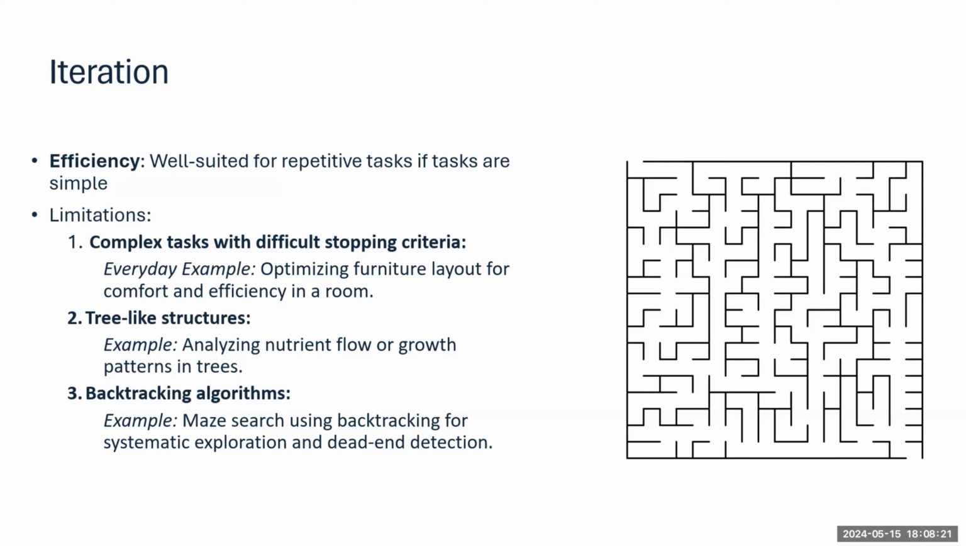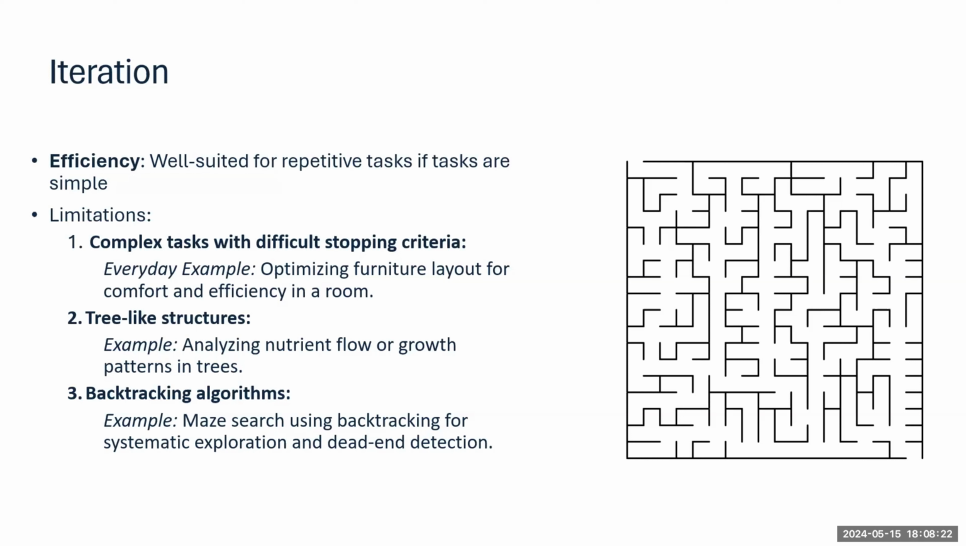However, there are some limitations attached to them. One limitation is if the stopping criteria becomes a bit complex and has conflicting criteria, then iteration may not be helpful. Similarly, if some of the structures look like tree-like structures, like a hierarchy, then in that case iteration is not good. And also in terms of searching or backtracking, iteration may not be good. You can see on your slide an example of it.